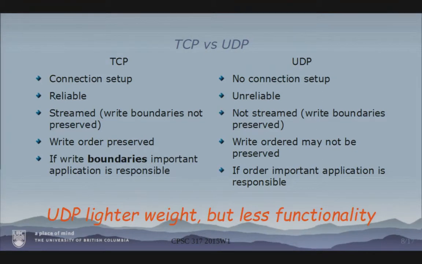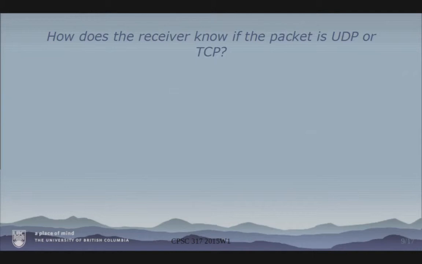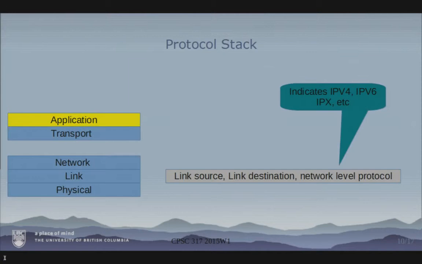Okay, so just a little bit of an aside: how does the receiver know if the packet is UDP or TCP? Just to make sure we have a complete picture of what's going on in our protocol stack. What happens is that at the link layer, when the packet goes out, it gets a link layer header, and in addition to the link source and link destination fields that get filled in, there's one other field, and that's the network level protocol. It announces that the packet I'm carrying, the rest of the data that follows me, is for the following type of protocol.